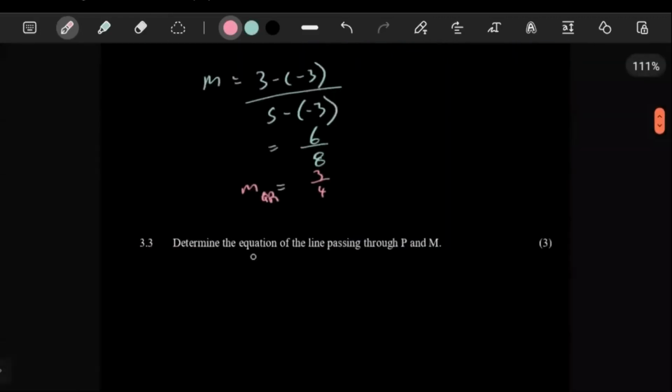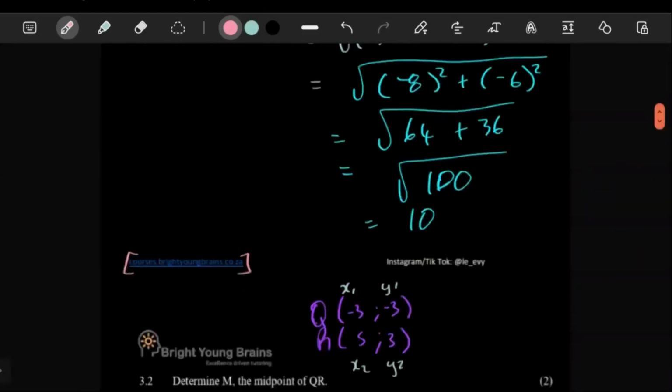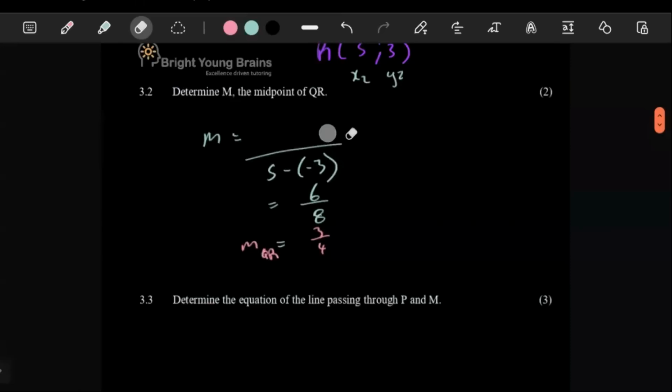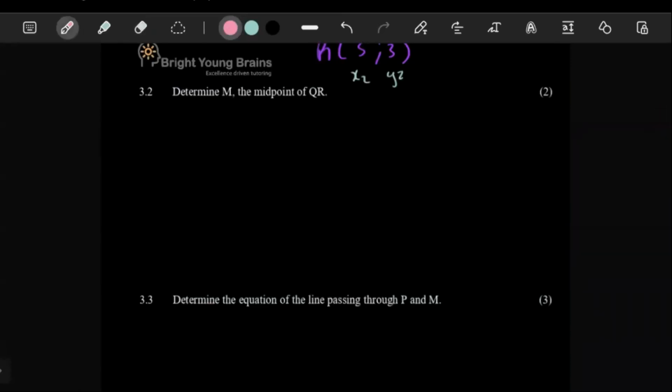But anyways, let's see. Determine the equation of the line passing through P and M. Wait, did I just work out the gradient when I needed the midpoint? Bro, come on. And I did this the other day also.